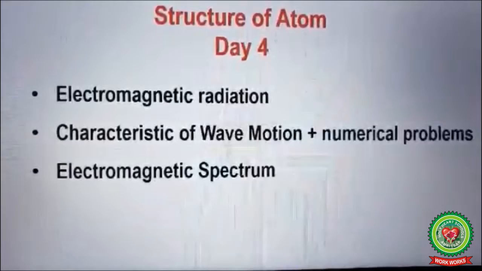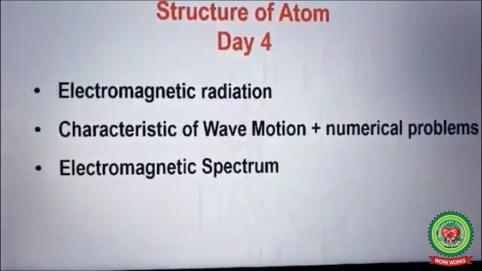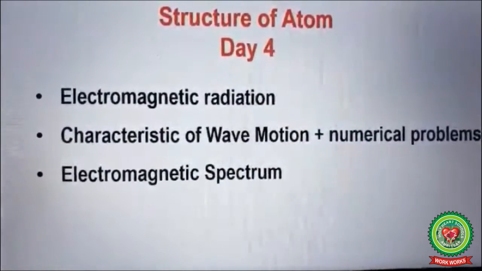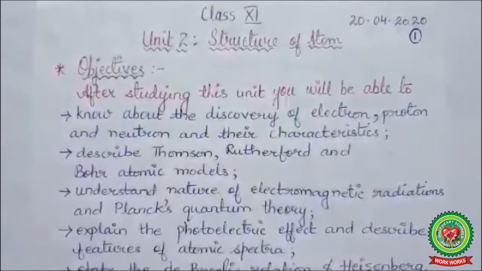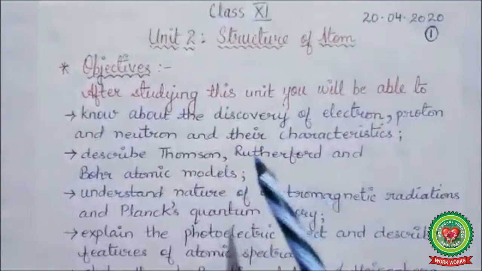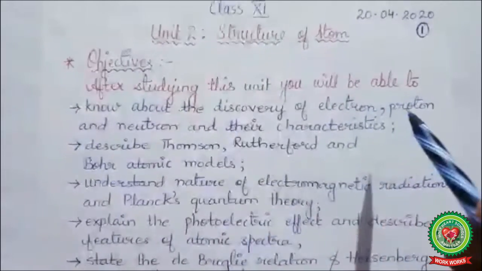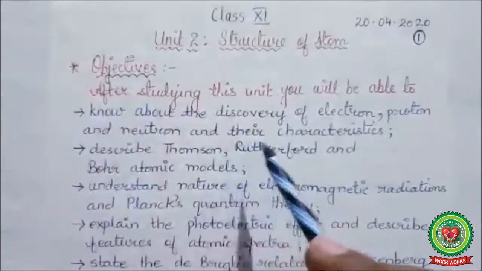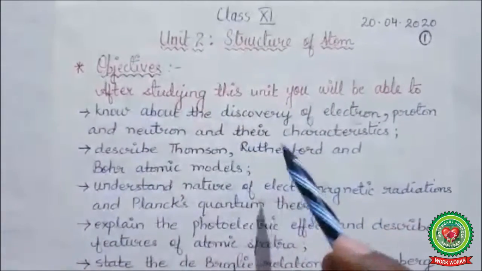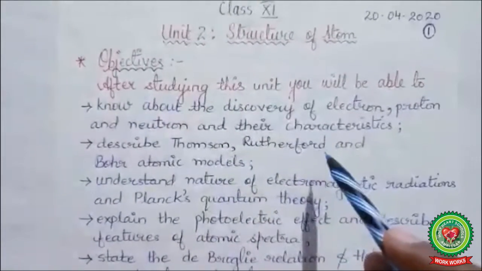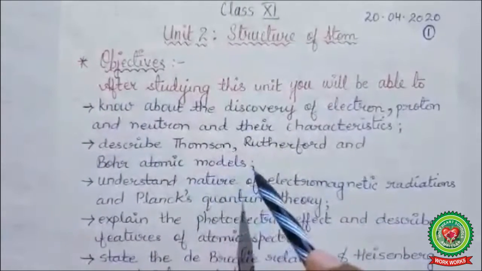Good morning, students. Let's start with the day 4 discussion of the chapter Structure of Atom. Before starting, let us take a look at what we have already studied. We have already studied the discovery of the electron by the cathode ray experiment, protons, neutrons and their characteristics. Also, we have come across the Thomson and Rutherford models. So, the next point of discussion will be the Bohr atomic model.